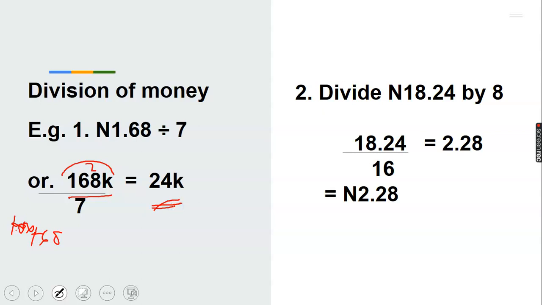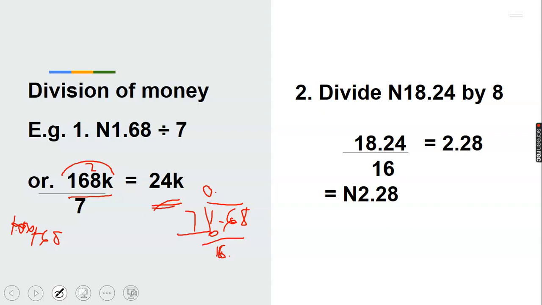Or even if you want to use the other method, look at this. 1 naira 68 kobo divided by 7. Can 7 divide 1 naira? No, that's 0. So 7 times 0, of course, is 0. I hope you know that. Then 1 take away 0, that's 1. Now what happens? We bring our point up here, then we bring our 6 down, because the naira side is finished. 7 cannot divide 1, that's 0. So we bring the 1 down, then we bring our 6 of the kobo side.